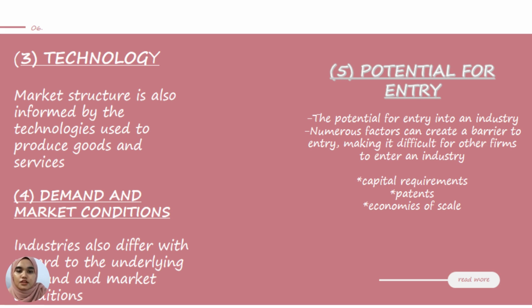Industries also differ with regard to the underlying demand and market condition. In industries with relatively low demand, the market may be able to sustain only a few firms. In industries where demand is great, the market may require many firms to produce the quantity demanded. The information accessible to consumers also tends to vary across markets, so the less information, the less competitive the industry will be.